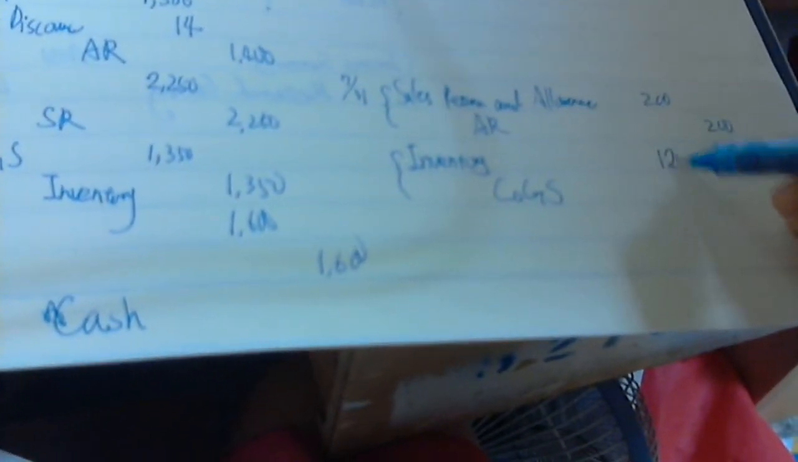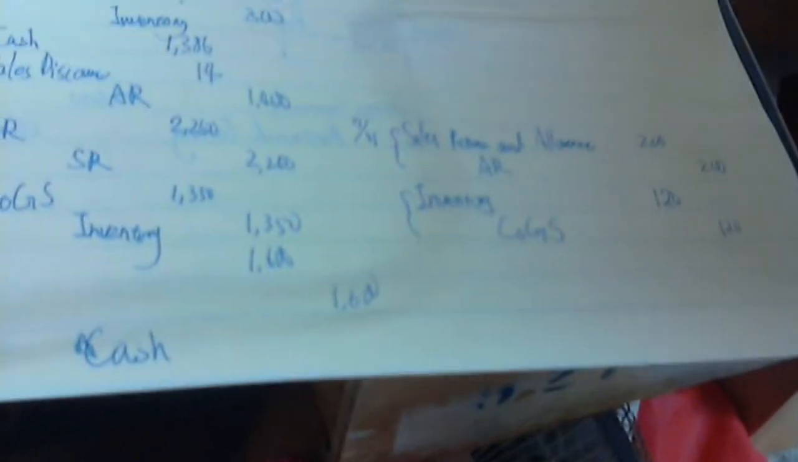So we didn't sell all the goods, they came back. So our inventory is increased and the cost of goods sold is decreased. For how much? The cost price is $120. Okay, that's it. Then we finish this question.